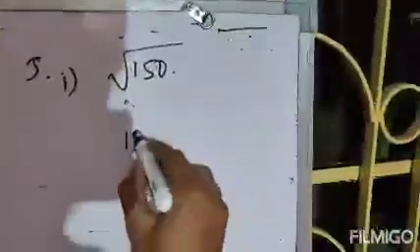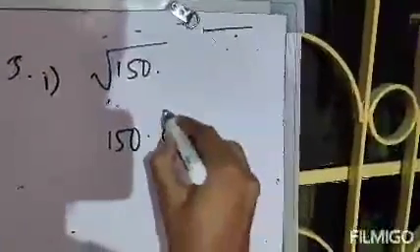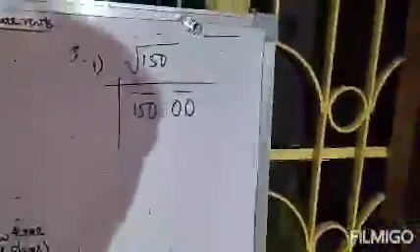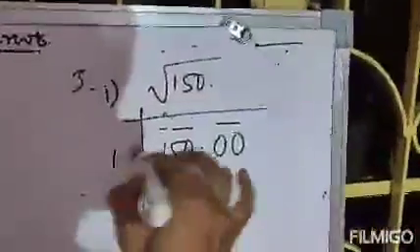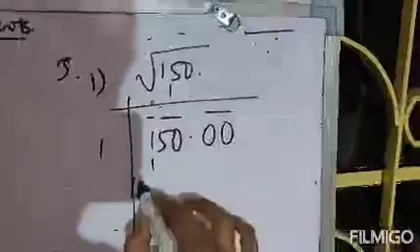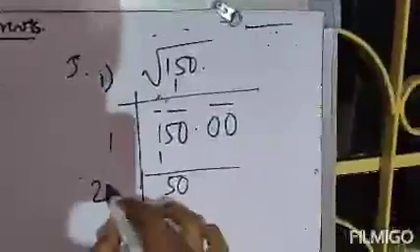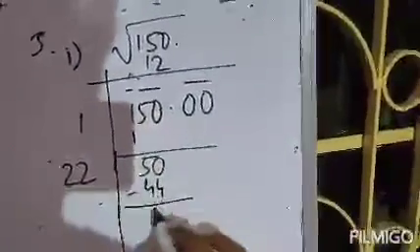That means square root of 150. First question is question number 5.1, square root of 150. Clear? So 150, just take two zeros first. Clear? Just take two zeros first. Now 1 ones are 1. Clear? 50 will come down. 50 will come down. It will be multiplied by 2, that is 2. Now 2 2's are 44, so 6.